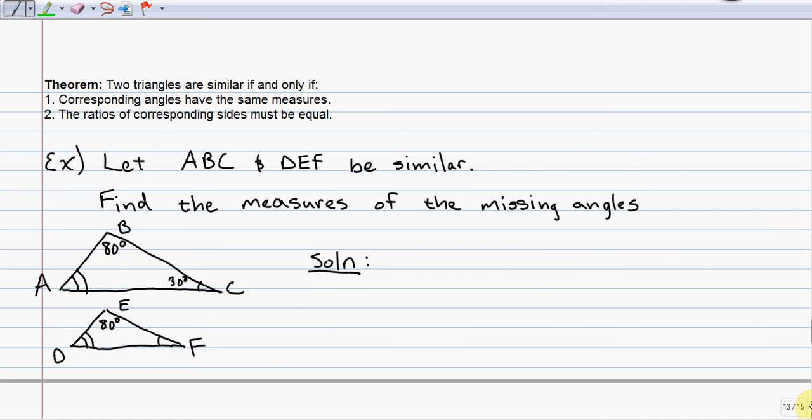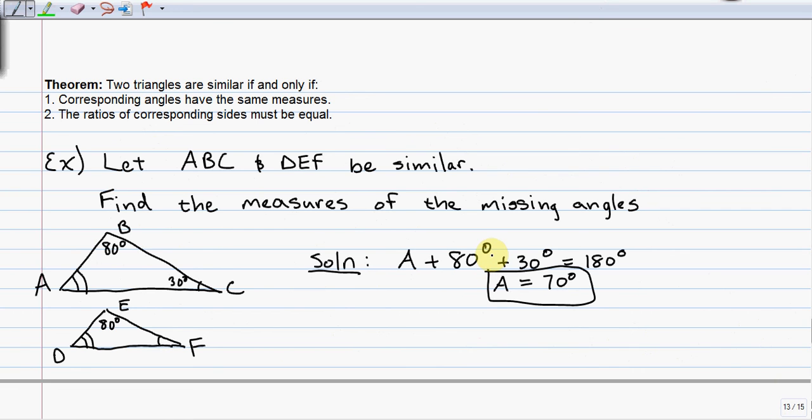Let triangles ABC and DEF be similar. We want to find the measures of all the missing angles. So for example here, in the first triangle, we have B equal to 80 degrees, C equal to 30 degrees, and we don't know what A is. But remember that A plus B plus C has to add up to 180 degrees. So we can solve this just by subtracting both these numbers over, and we get A is 70 degrees.